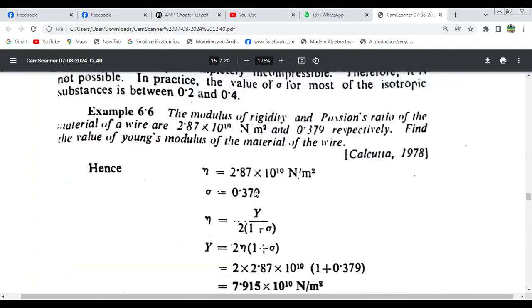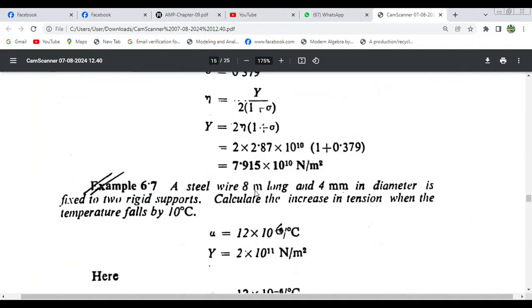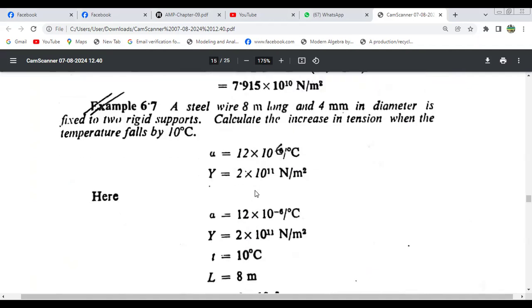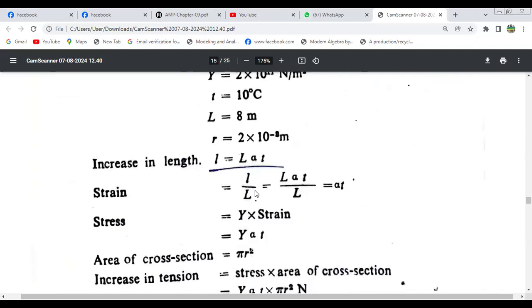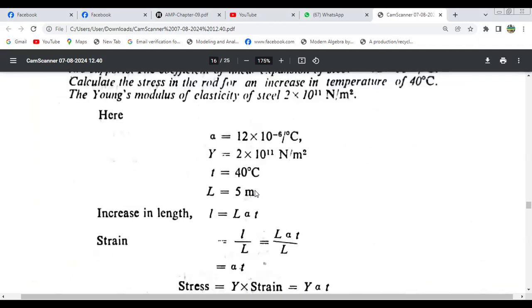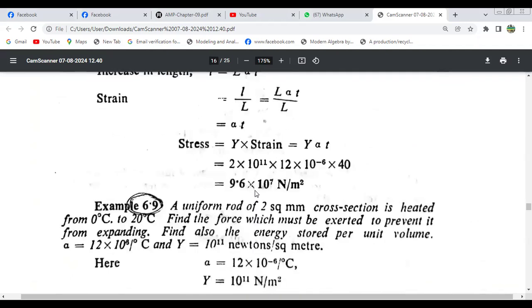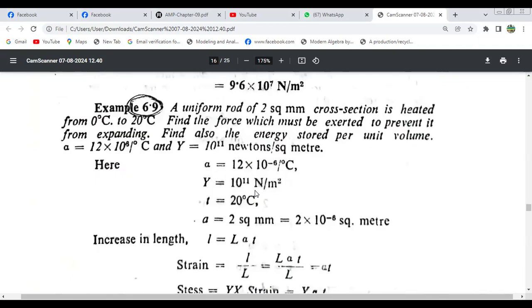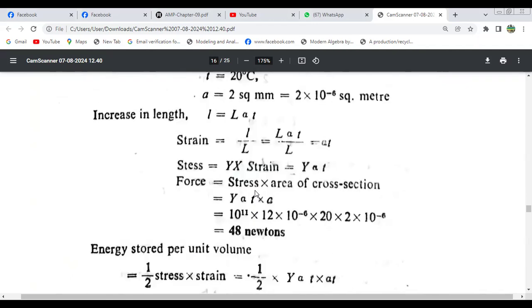And this is the example for finding the value of Young modulus of the material of the wire. Another example, you can calculate just using the formula. This is also another formula. This is the uniform rod, an example for you.